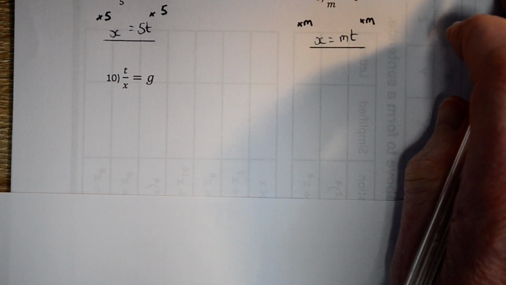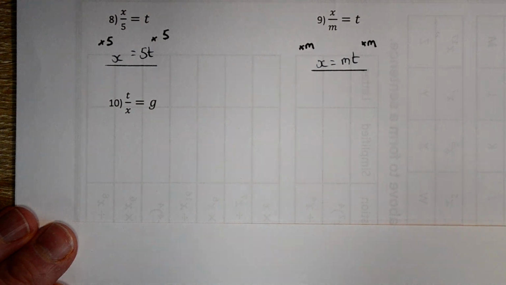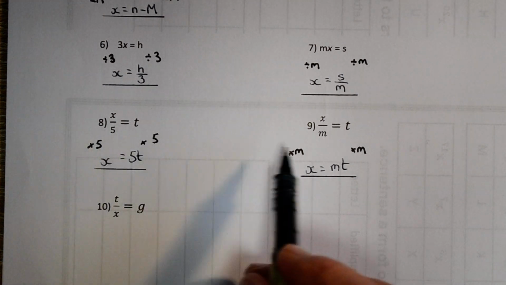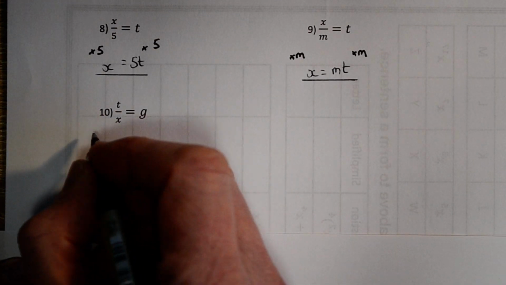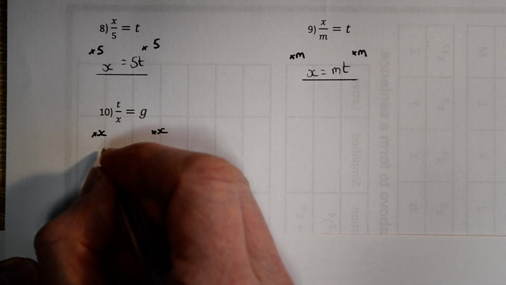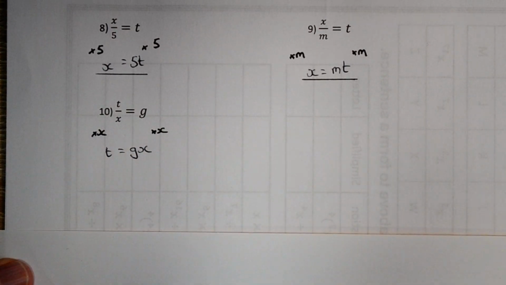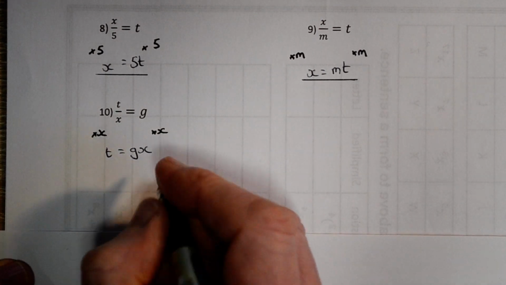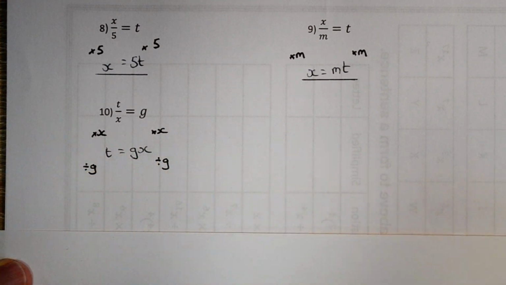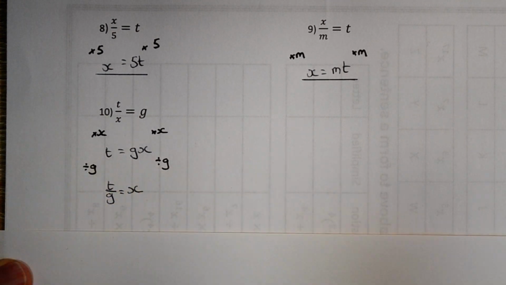Last example is, what do we do when x is the divisor? Well, in these cases it's probably easiest to multiply both sides by the divisor, just like we did on our 8th and 9th examples. So if we multiply by x, x isn't the subject yet. We need to, well, it's being multiplied by g, so we need to divide by g. Now x is the subject.